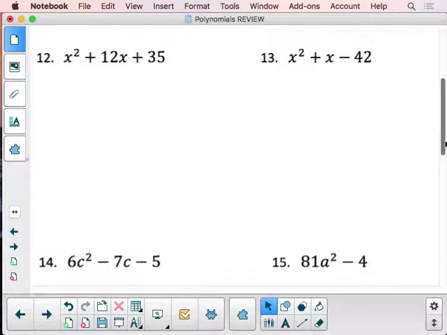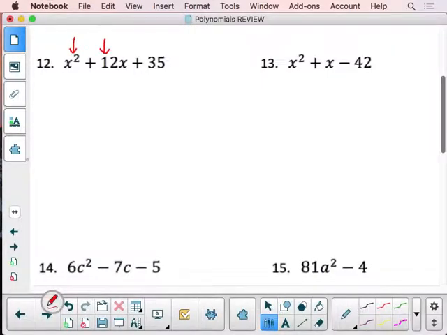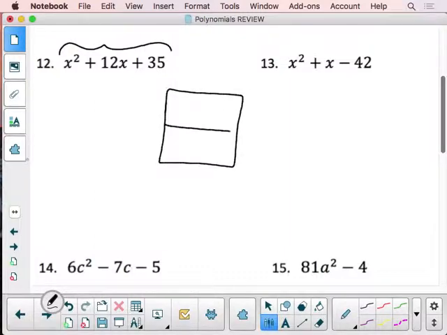Number 12 is a different ball game. Number 12, there is no greatest common factor. There isn't one thing that all these three terms have in common. They don't all have an x, and they're not all divisible by a specific number. So this is an entirely different problem in the fact that we have ourselves a quadratic, that means it has that power of 2, trinomial. So we use our box method on this particular problem. The two terms that fill in the box are the x squared and the 35. You put the x squared in that upper box, that's 1x squared, and +35 right there.